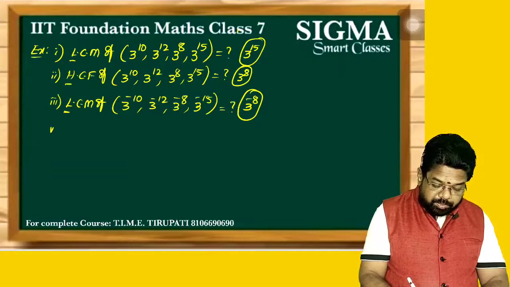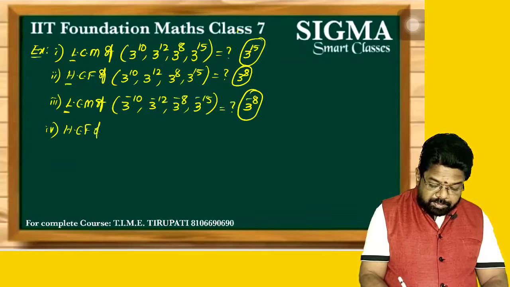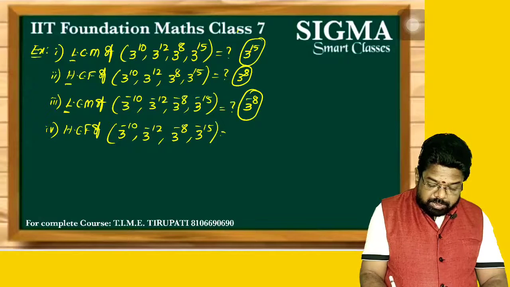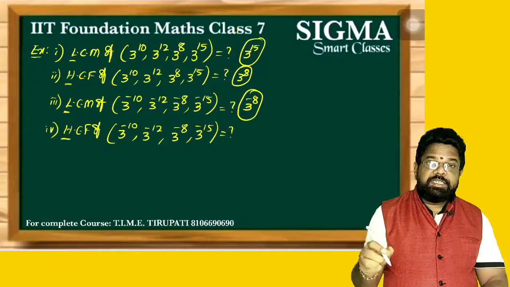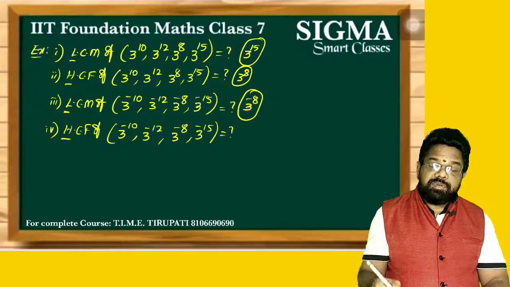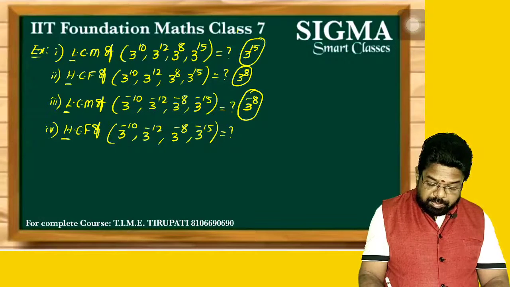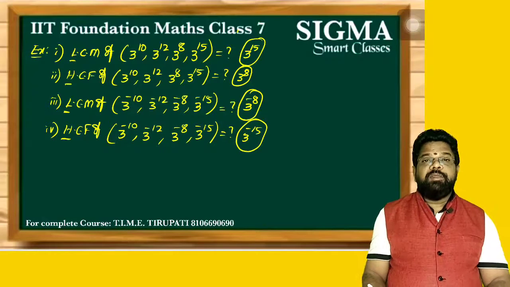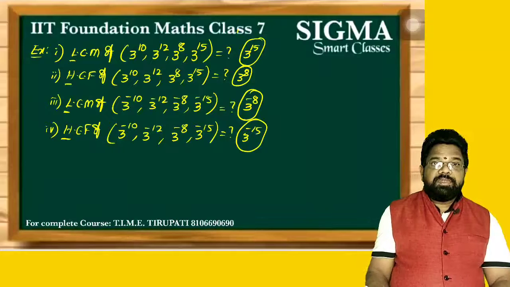Now see here, for the same values, for the same powers, HCF is given. So HCF of 3 power minus 10, 3 power minus 12, 3 power minus 8, 3 power minus 15. Here HCF means highest, but our answer will be least. So what is the least power? Minus 10, minus 12, minus 8, minus 15. So 3 power minus 15 it is. So what is our answer? 3 power minus 15.